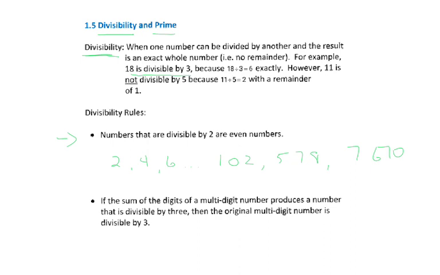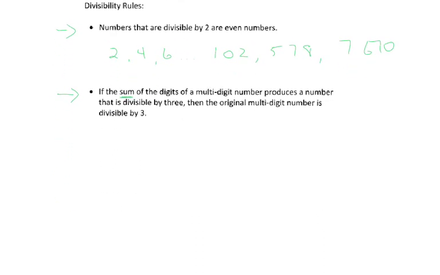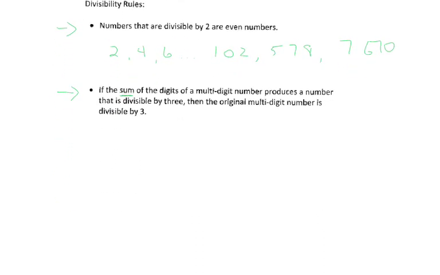The next rule is kind of an interesting rule. If you add up, so the sum is what you get when you add up numbers. If the sum of the digits of a multi-digit number produces a number that is divisible by 3, then the original multi-digit number is divisible by 3. I'm going to just scroll up here a little bit to give some space to show you some examples.